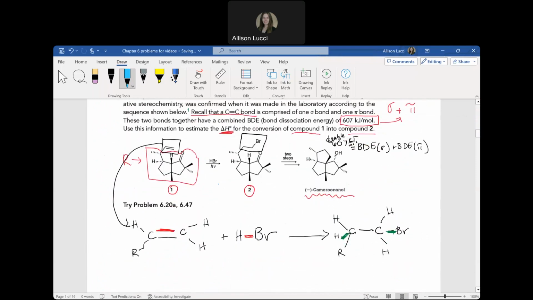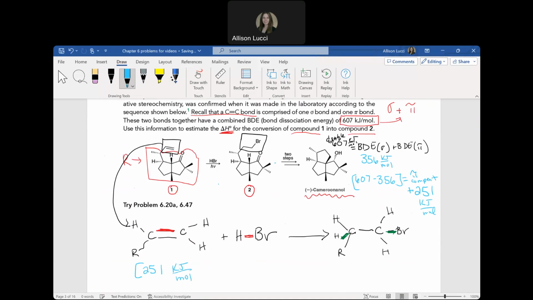So we'll go back down here and plug that amount in. If 356 kilojoules per mole is in our carbon-carbon single bond, we can subtract that amount from 607, and that will be the energy in the pi component. So we have to add 251 kilojoules per mole to break that bond. So we'll put that number here.